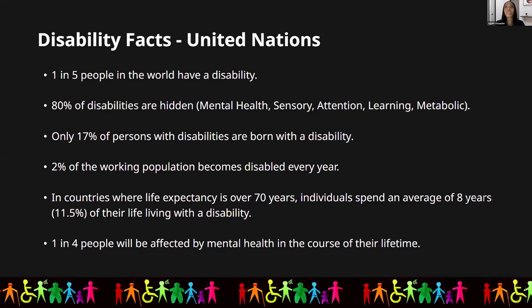That will be point 5. It says, in countries where life expectancy is over 70 years, individuals spend an average of 8 years of their life living with a disability. And point 5 says, 1 in 4 people will be affected by mental health in the course of their lifetime.